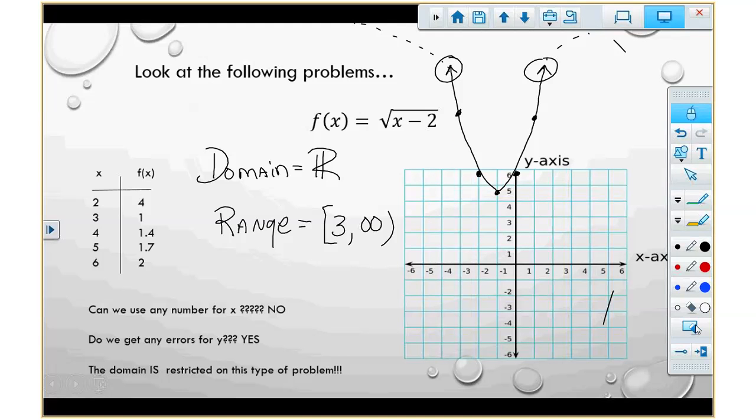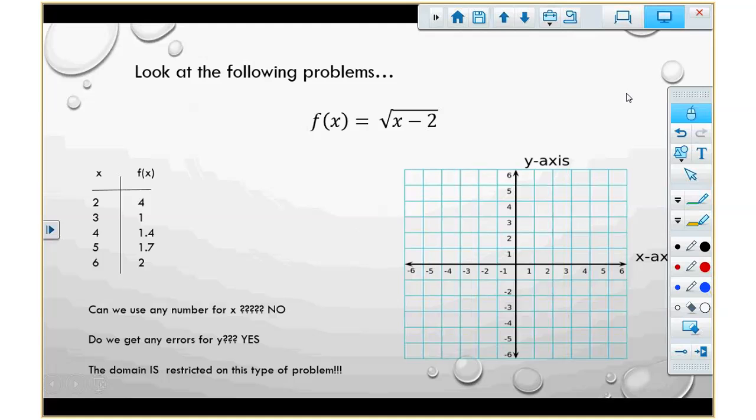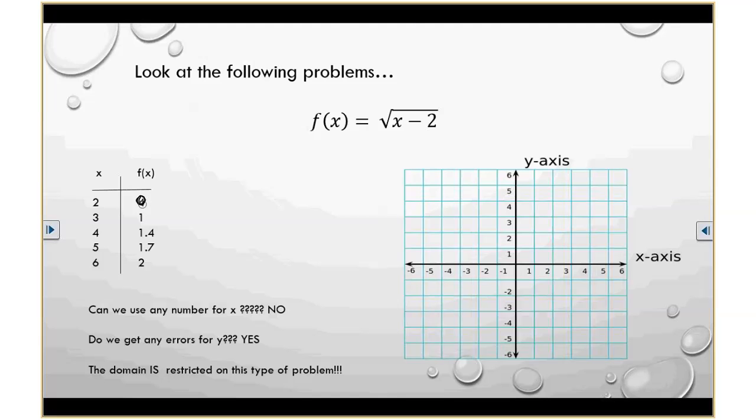There we go. Now do this one. I want you to do this one. And I think we might have done this. I can't remember if we've done a radical or not. Why did I pick 2? And that's not supposed to be a 4. That's an error. That's supposed to be 0. Because what's 2 minus 2? That's supposed to be 0. So plot those points. And I want you to write down the domain and range for this function.